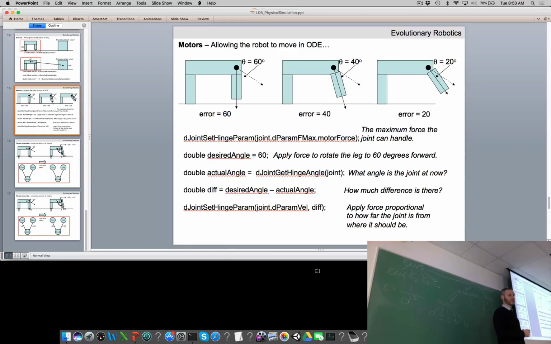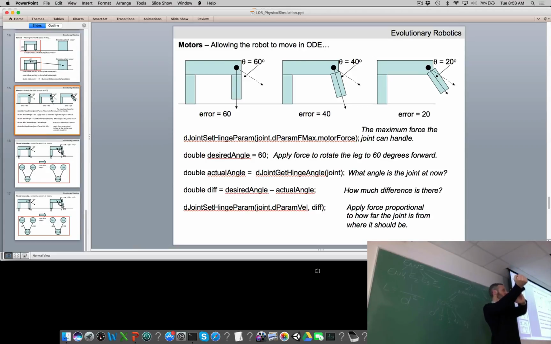It would slow down. Slow down, right? So desired angle is 60, actual angle is 60, difference is 0, so the desired velocity at the next time step is 0. If the joint is at the angle that the motor neuron wants it to be at, don't apply any force.